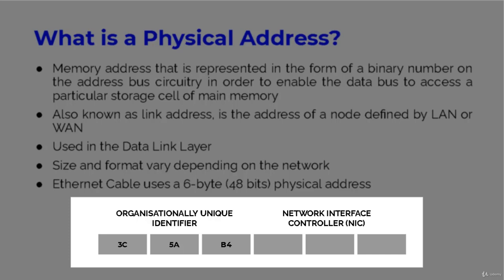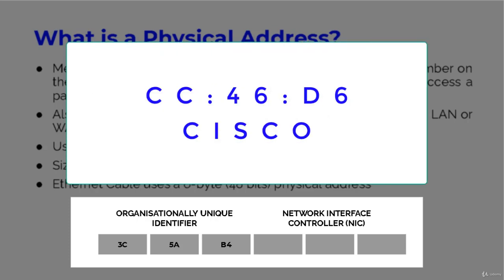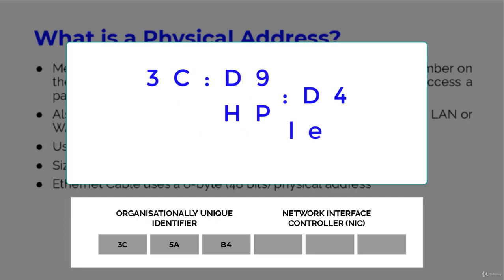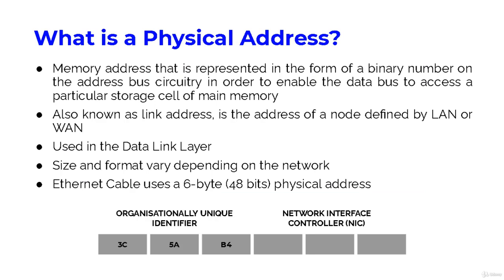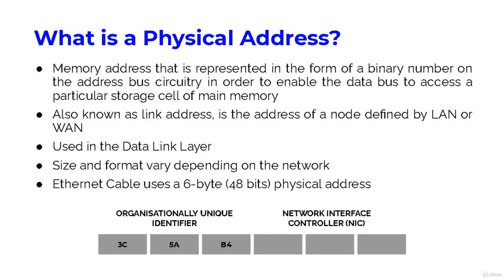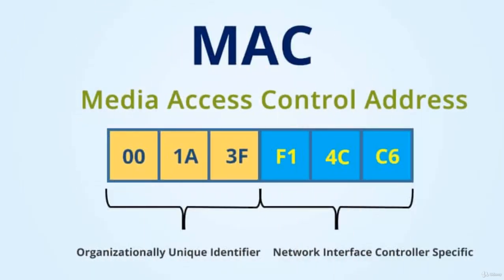For example, CC46D6 belongs to Cisco, 3C5AB4 belongs to Google, 3CD92B belongs to HP, etc. Now, the rightmost 6 digits, which are blank in this presentation, represents network interface controller, which is assigned by the manufacturer. As discussed earlier, MAC address is represented by colon hexadecimal notation.